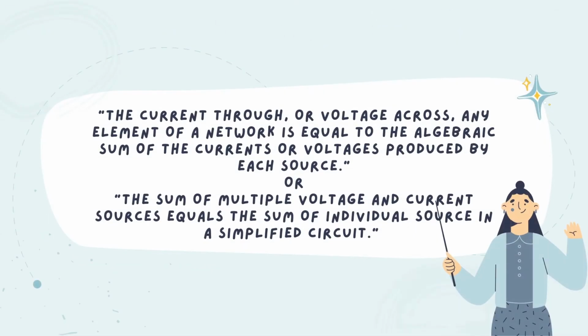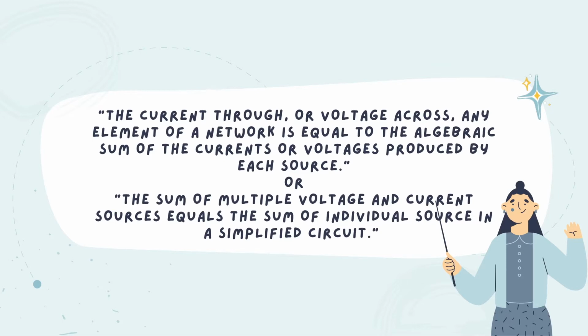More formally, the superposition theorem states the current through or voltage across any element of a network is equal to the algebraic sum of the currents or voltages produced by each source, or more simply, the sum of multiple voltage and current sources equals the sum of individual sources in a simplified circuit. You might want to write that one down.